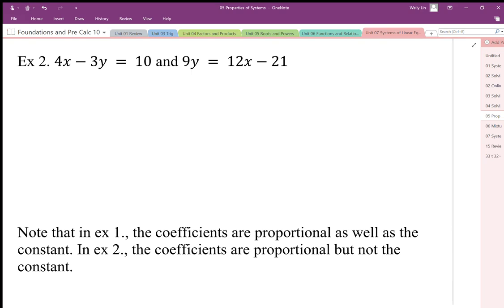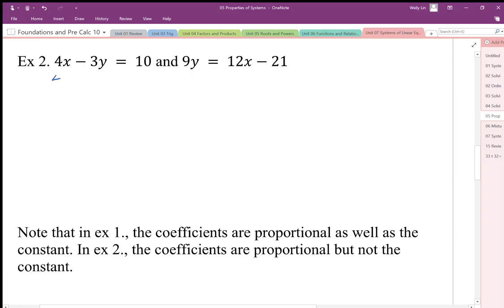Example 2, we take a look at the coefficients 4, -3. This one has 9, 12. And it's hard to tell because the order of the coefficients is not the same, but we can kind of get an indication that 4 to 3, 12 to 9, probably about the same ratio.